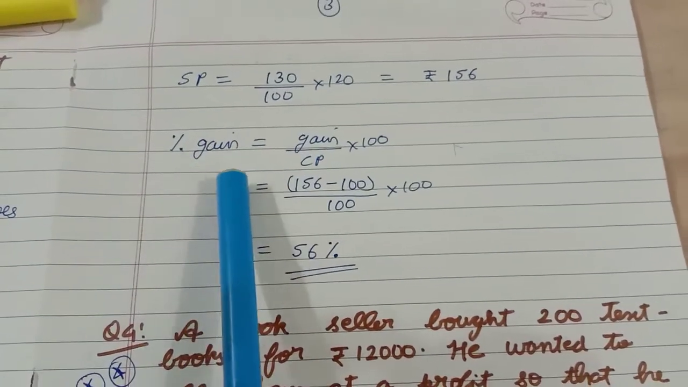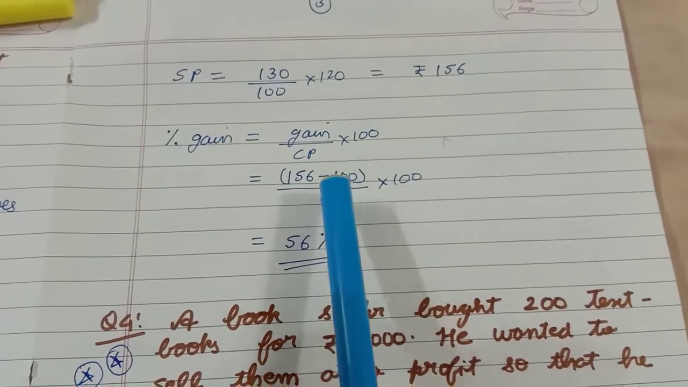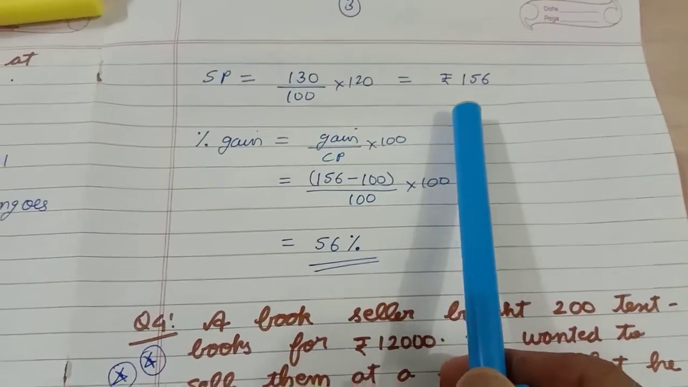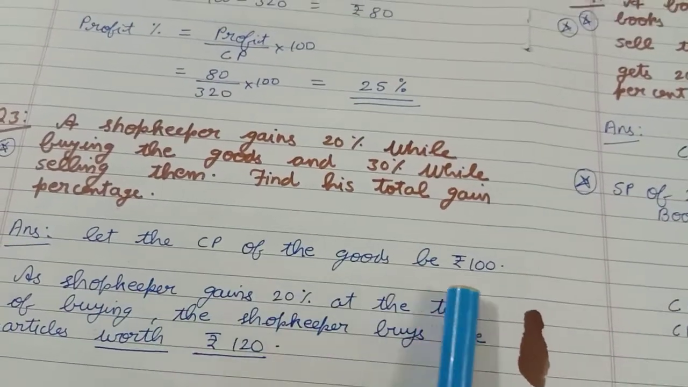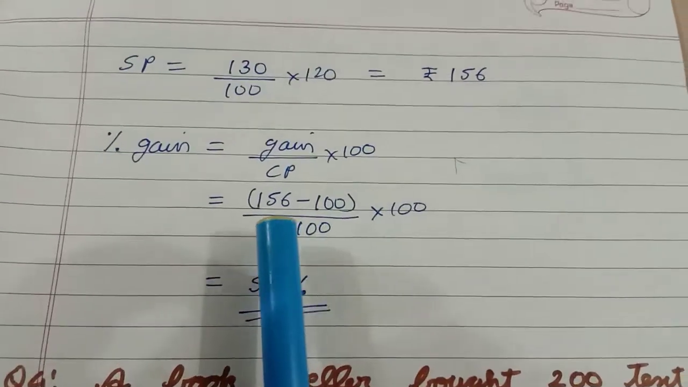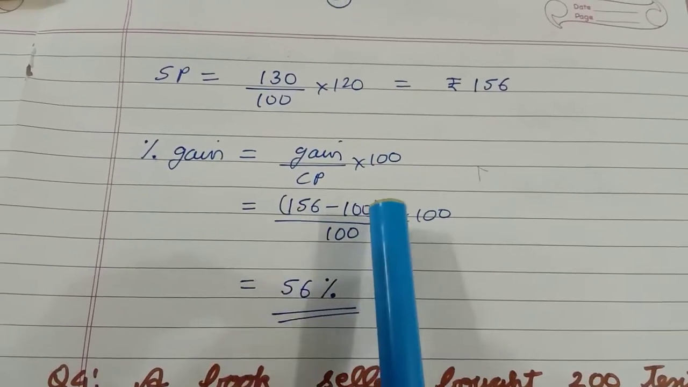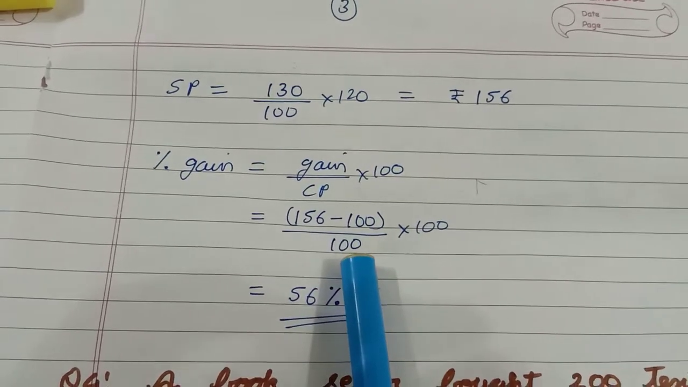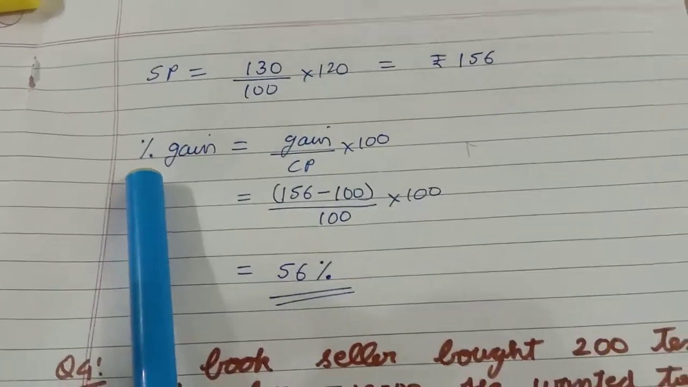So percentage gain is gain upon cost price into 100. 156 is his selling price, and we had assumed his cost price to be rupees 100. So gain is 156 minus 100, selling price minus cost price, divided by the cost price, which is 100, into 100, because we have to calculate percentage.